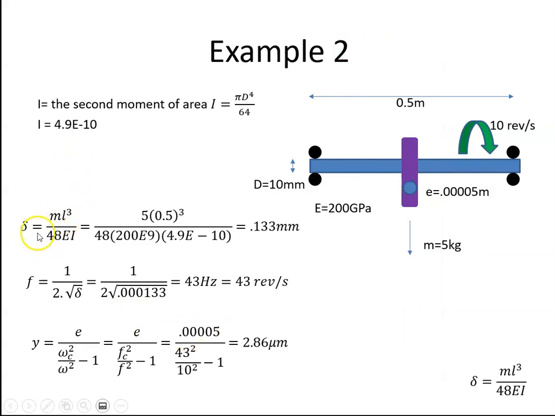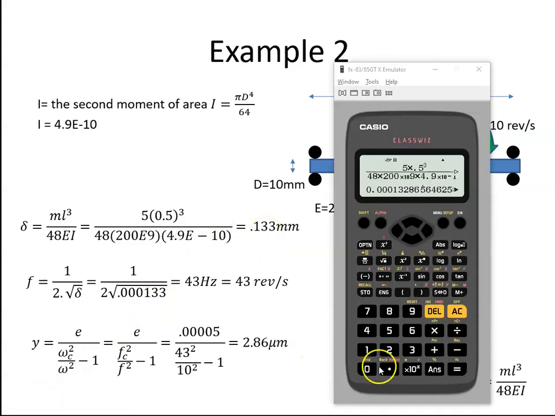Okay, so once we have I, we can get the deflection D. So M was 5 kilograms, we were given that. The length of the shaft was 0.5. 48 is just 48. We were given E, 200 by 10 to the power of 9. And we have the second moment of area now, 49 by 10 to the power of minus 10. When we put that into the calculator, we get 0.133 meters.